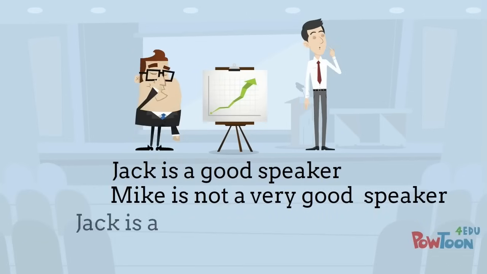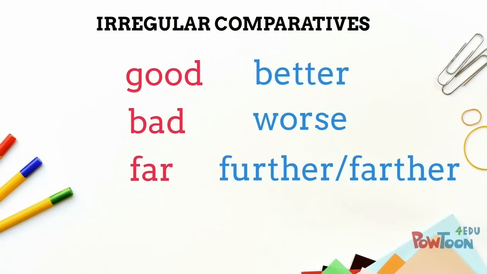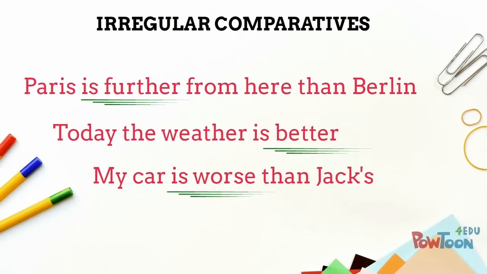Jack is a good speaker. Mike is not a very good speaker. Jack is a better speaker than Mike. Some adjectives have irregular forms: good, better, bad, worse, far, further or farther. For example, Paris is further from here than Berlin. Today the weather is better. My car is worse than Jack's.